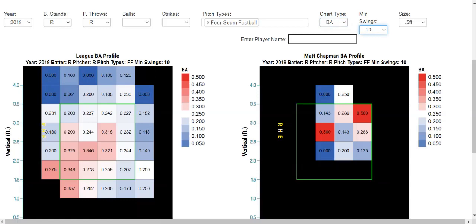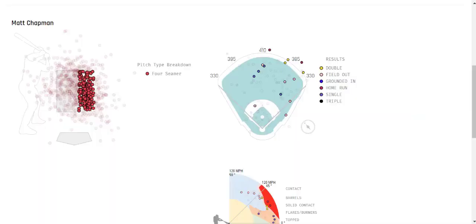I'm going to up the sample size here. So it looks like maybe this outer half idea might be something that Matt Chapman's looking for. I don't know if that's an approach thing or if that's just what his strength is, but that's just what I'm seeing here, and we'll see that in a second. Actually, let's look at that now.